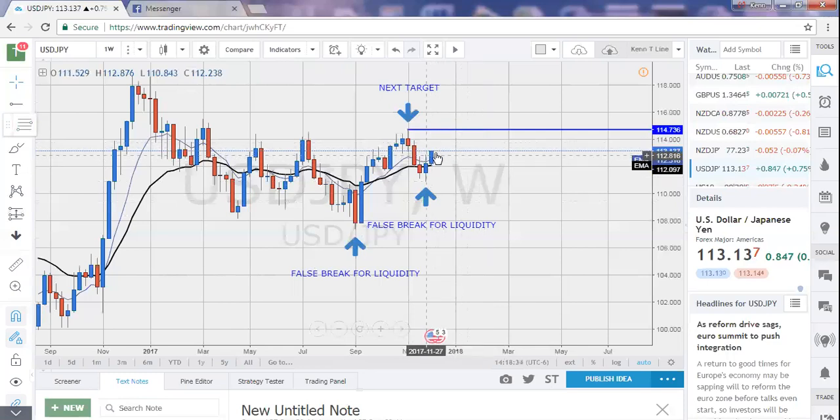As you can see here, we're still reaching for this target. So if you get an idea on the lower time frame to enter this on a pullback, then you can still trade up to this area. So this is actually a live possibility for you to make money right now.